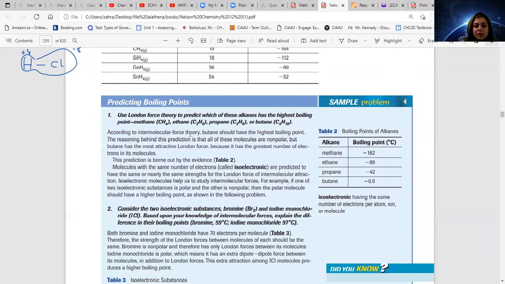Okay, let's look at that. CH4, C2H6, C3H8, and C4H10. All of them are non-polar, so we have to talk about London force. As you see, the London force is going to increase as the number of electrons and protons increases. That's why C4H10 is going to have a higher boiling point. Butane has the higher boiling point.